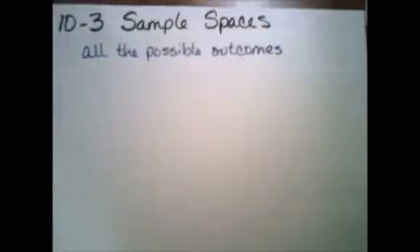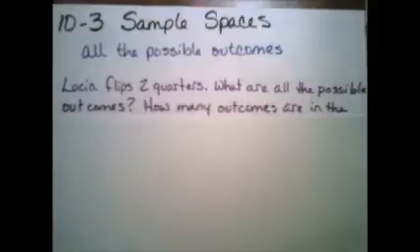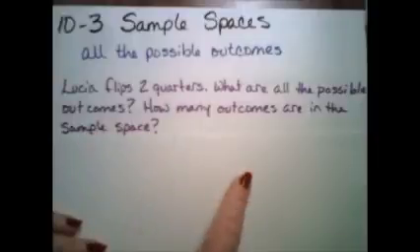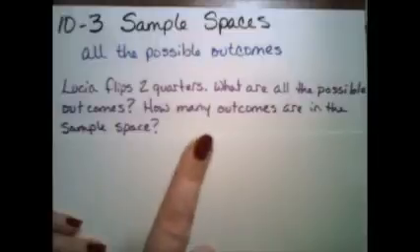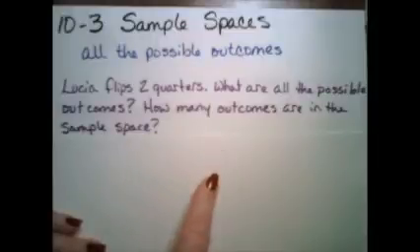A sample space includes all of the possible outcomes. So, for example, Lucia flips 2 quarters. What are all the possible outcomes and how many outcomes are in the sample space? This is 2 different questions. So the possible outcomes for flipping 1 quarter are going to be heads or tails.